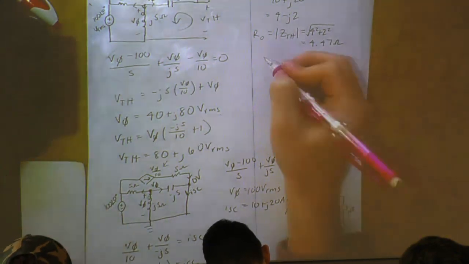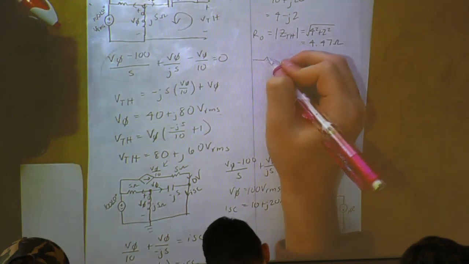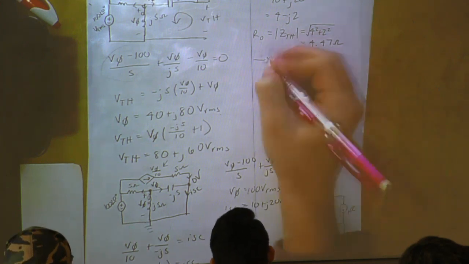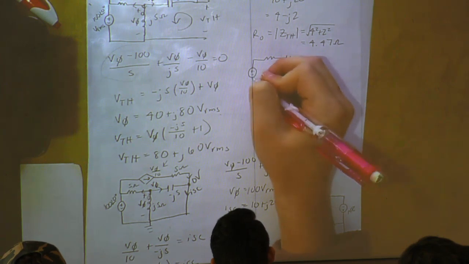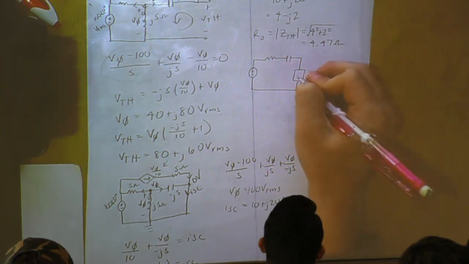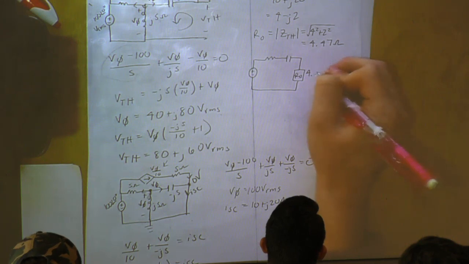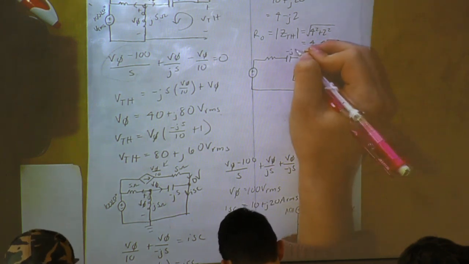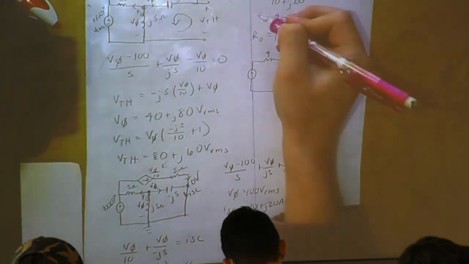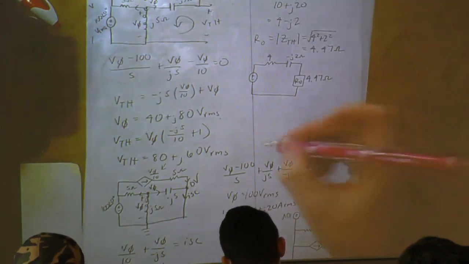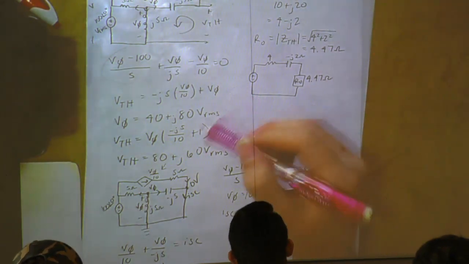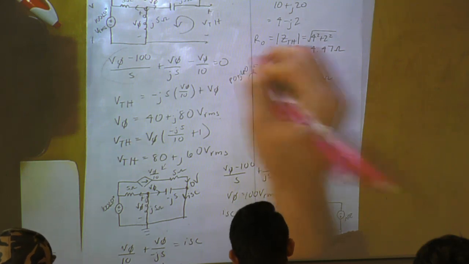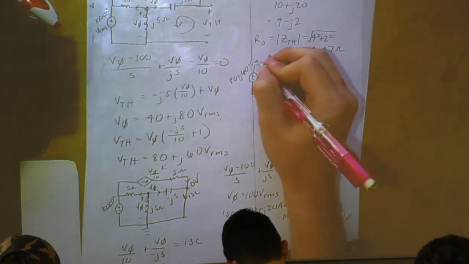We will get our Thevenin circuit. This is our R_O, 4.47 ohms. This is our negative j2 ohms and our 4. That's from our Z_TH. And then our V_TH is going to be 80 plus j60 V RMS.